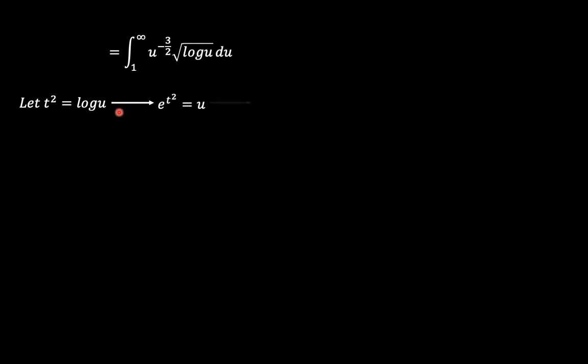Such that now if t squared is equal to log u, then e to the power t squared is equal to u. And so 2t e to the power t squared dt du is equal to 1. And so that means that when you multiply across by du, then we have 2t e to the power t squared dt being equal to du. So we can substitute for du with 2t e to the power t squared dt.